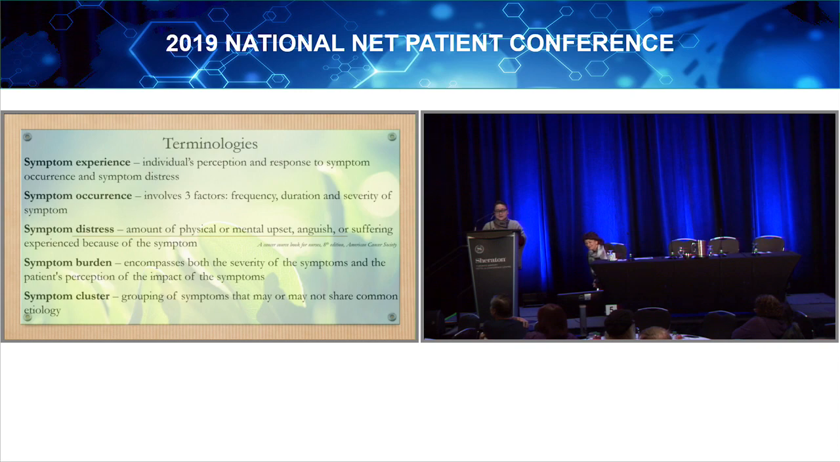So there are terminologies that you might encounter in relation to symptoms. Symptom experience, we have discussed. Symptom occurrence, which has 3 factors: frequency, duration, and severity of symptom. Symptom distress, symptom burden, and a newer terminology, symptom cluster. Symptoms are measured by numerical scale, 0 to 10, or descriptor scale, none, mild, moderate, or severe.